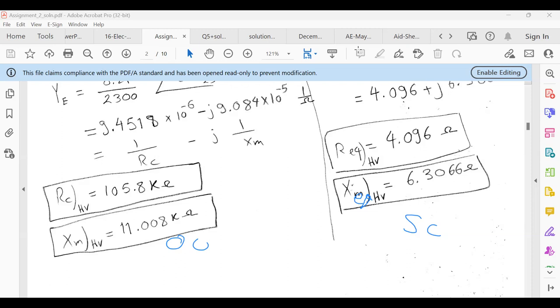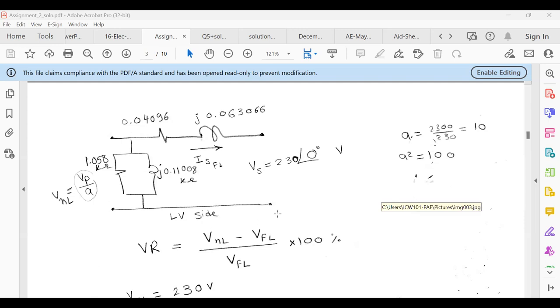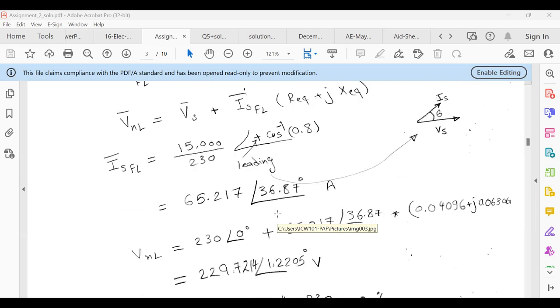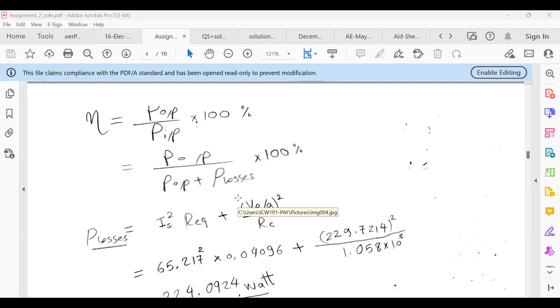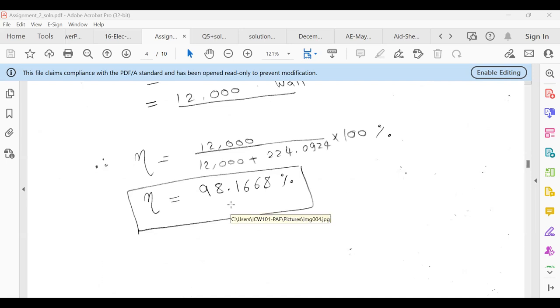So this is the one. And then you can get the voltage regulation, V no load minus V full load. You know the V full load, but you have to calculate the V no load. Okay. And calculate the voltage regulation at this point. Okay. Efficiency, P output over input, or output over output plus losses. Losses, I square R plus no load voltage squared over RC. Okay, you get the output. So you get the efficiency, 98%. That's a very good number. Okay.